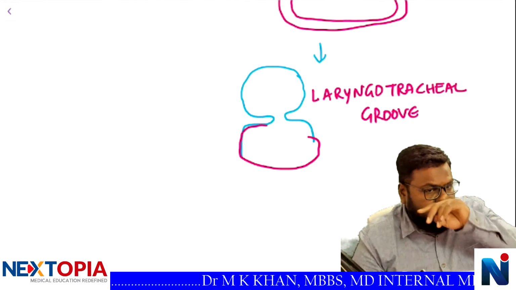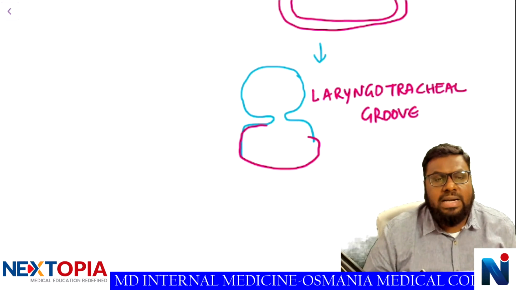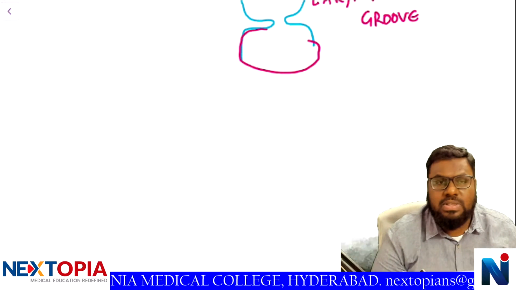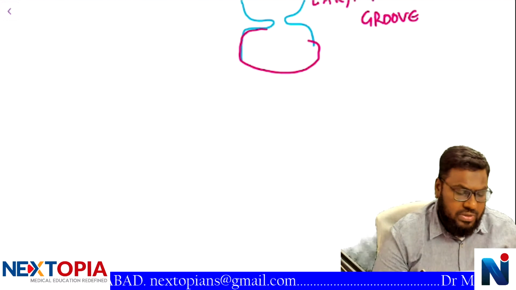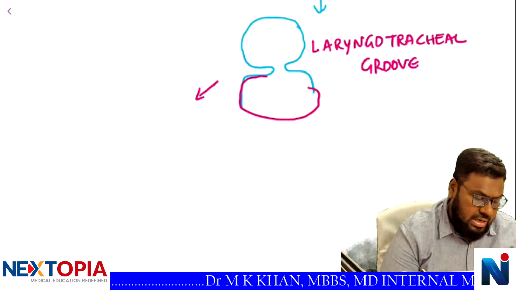This laryngotracheal groove deepens. It deepens to form a small membrane which separates the pharynx from the larynx, or separates the upper end of the esophagus from the larynx. The pharynx and larynx are separated. So this groove now appears something like this.